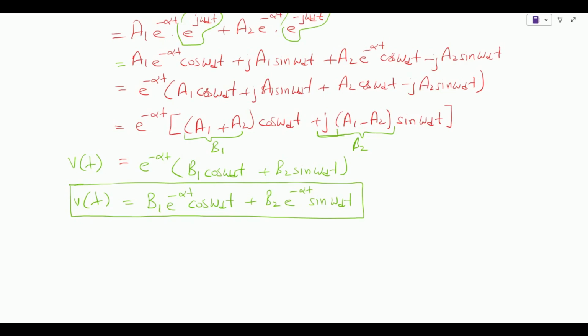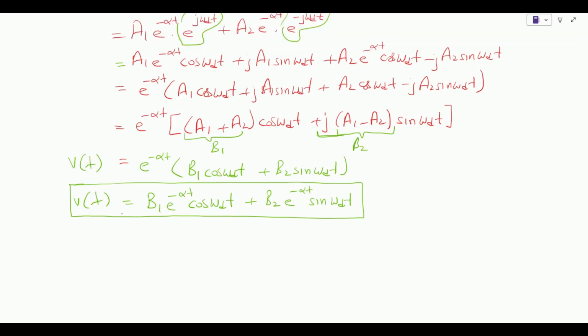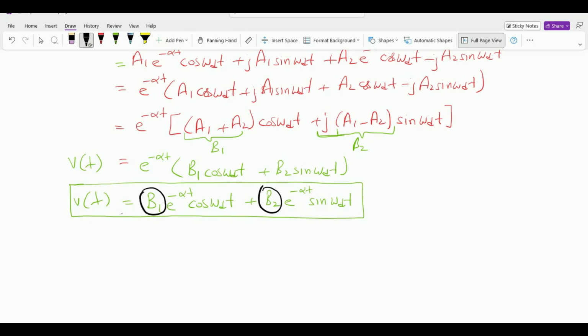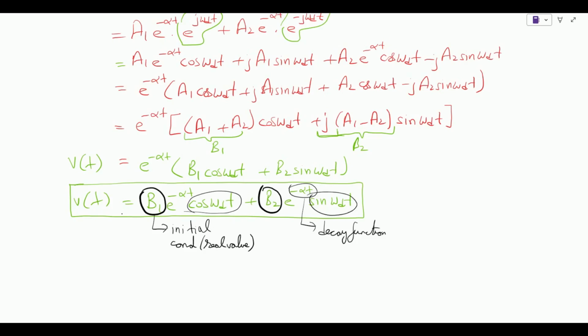Let us look at this equation and see what the variables are conveying in the information that we are getting from this expression. In this expression, b1 and b2 are basically the same as we saw with a1 and a2, which is the initial condition. So the system's initial condition is shown by b1 and b2, which are normally real values. The other element in this equation is the exponential minus alpha t, which is basically a decaying exponential. Then we have cos of omega dt and sine of omega dt, which are basically the trigonometric functions. They give the oscillations of the signal.